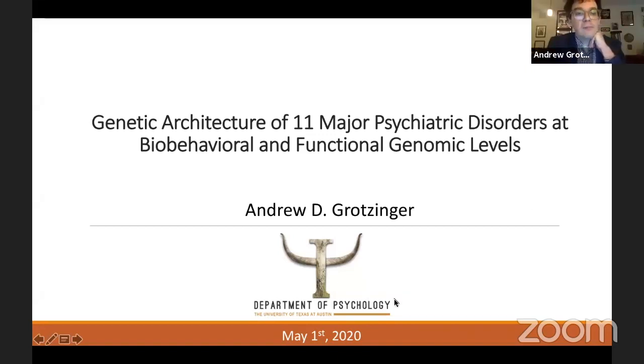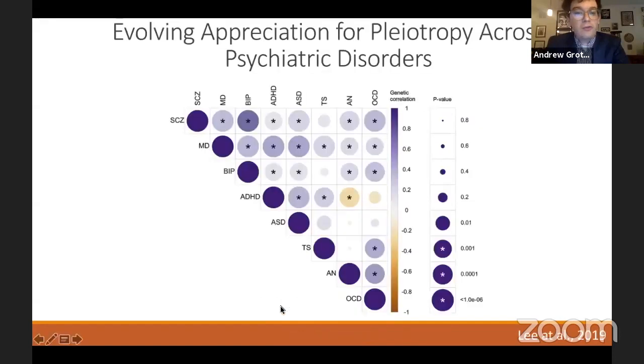So I'll be talking about some of the new work that we've been doing modeling the genetic relationships across 11 major disorders. I'm very excited to hear people's thoughts from this particular group and any questions anyone might have. I wanted to start by showing this genetic correlation matrix from the most recent cross-disorder paper, which shows the really high level of genetic overlap across all 8 of these disorders. That's something that's really stood out across all of these talks at the conference, which is this really evolving appreciation for pleiotropy across psychiatric disorders.